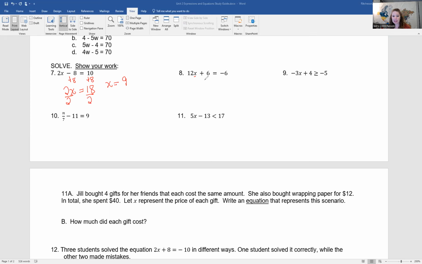Number 8, we want this x by itself. So we're going to get rid of plus 6 by subtracting 6 from both sides. So we have 12x is equal to negative 6 combined with negative 6 is negative 12.